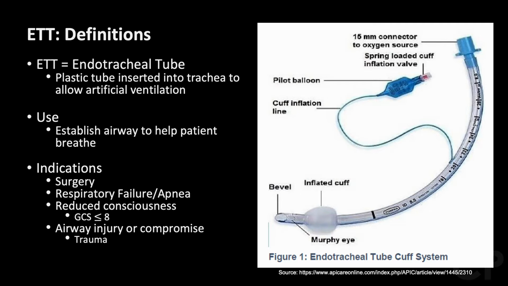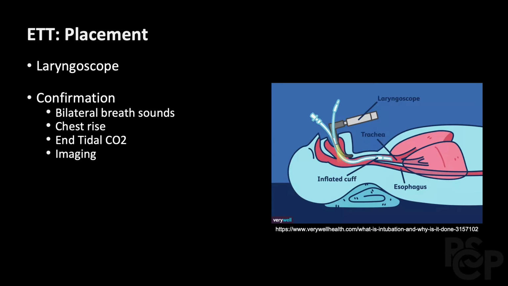To start, an ETT is an endotracheal tube, and it's a small plastic tube that's put into a patient's airway to allow for ventilation. They're used to establish an airway to help patients breathe when they can't for themselves during surgery, respiratory failure, airway compromise, and more. For further context, an ET tube is typically placed using a laryngoscope or blade to help better visualize a patient's airway for placement of the tube into the trachea.